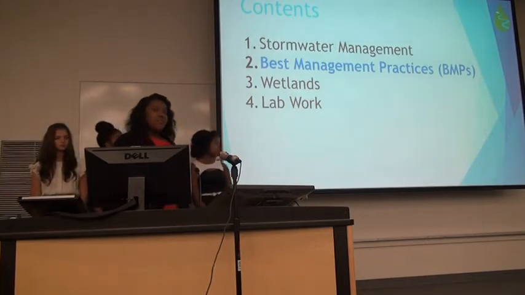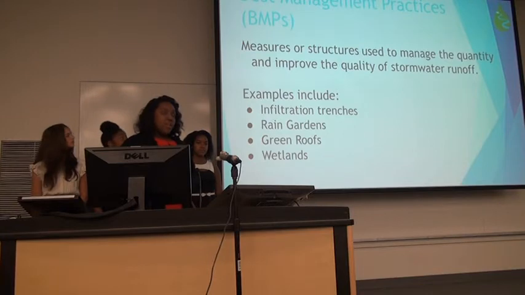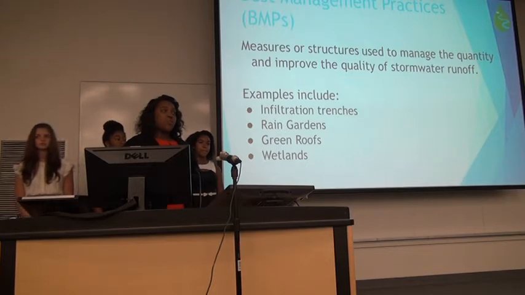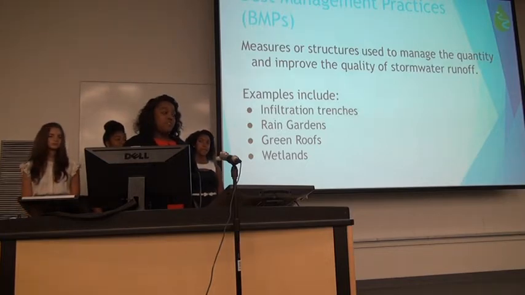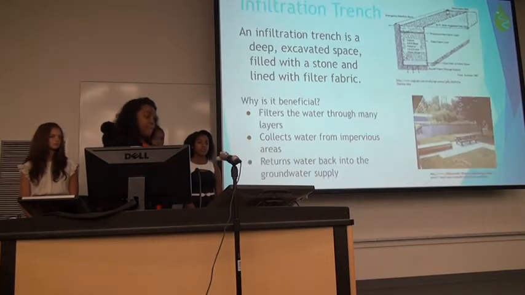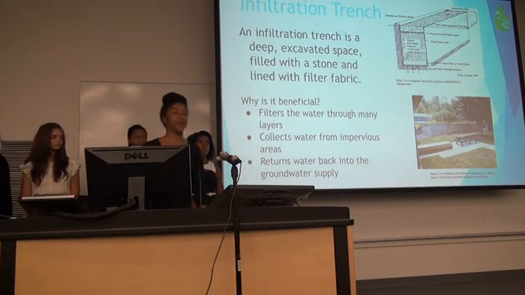So now we're going to move on to talking about best management practices, also known as BMPs. BMPs are basically structures that manage the quantity and improve the quality of storm water runoff. These include infiltration trenches, rain gardens, green roofs, and wetlands. The first BMP we would like to discuss is an infiltration trench.